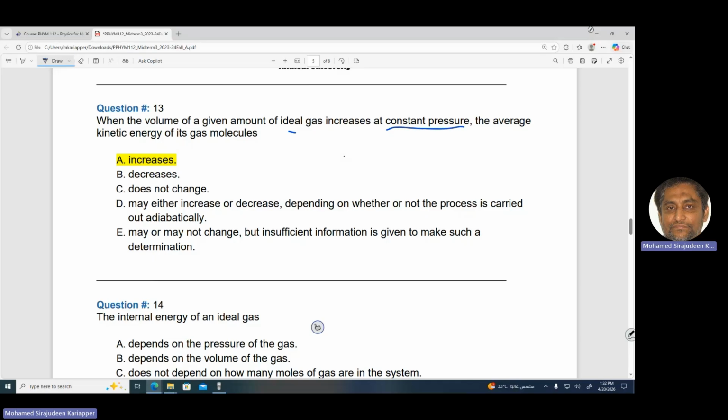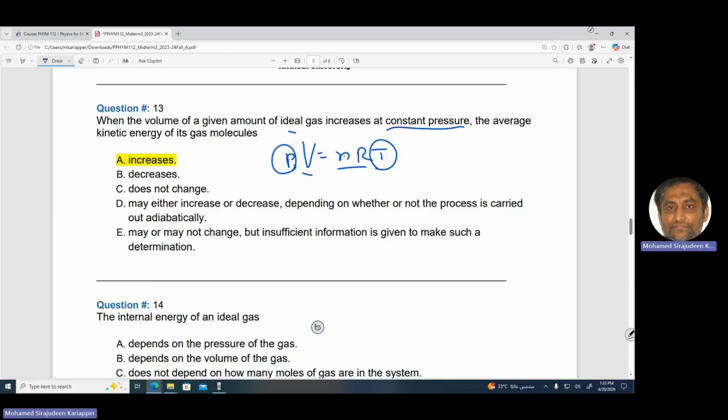Constant pressure means, you know, what is this ideal gas law. Pressure is constant. When the volume increases, these are all constant. What will happen to the temperature? Increases. So here volume increases means its temperature will increase. And you know, when the temperature increases, the energy will increase. So that's why the answer is A.